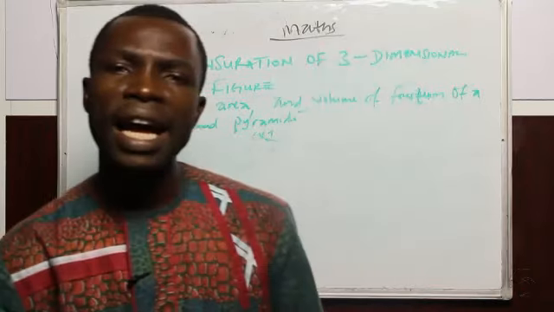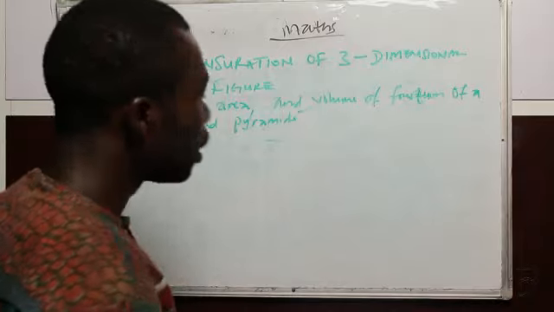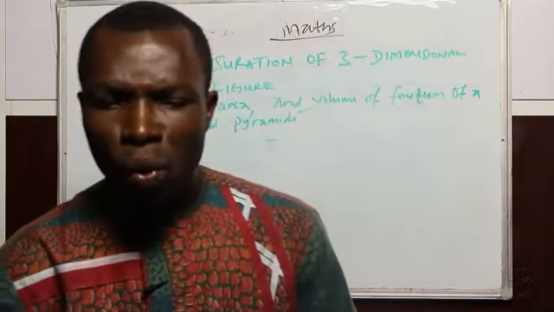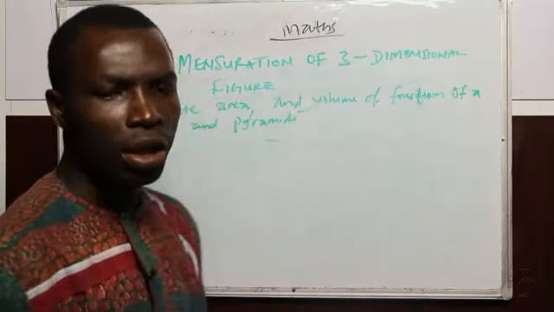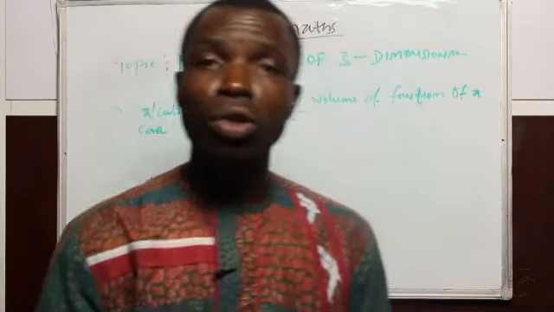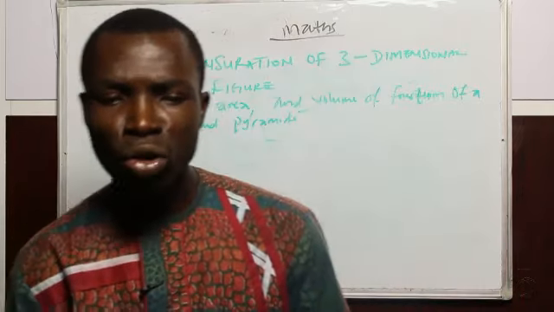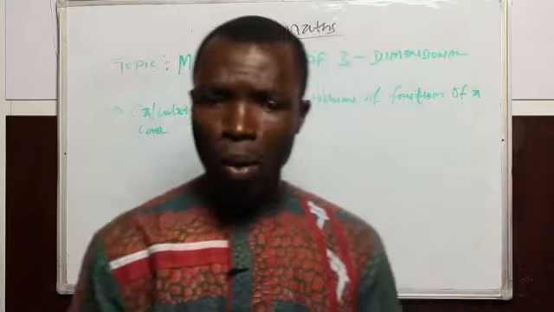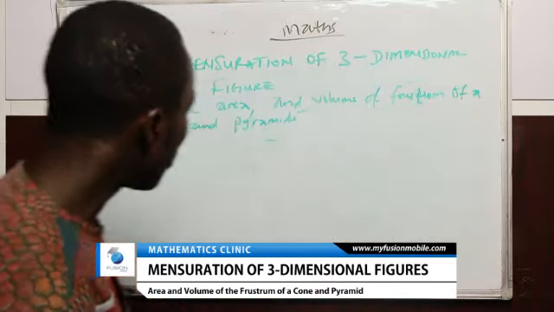But before I solve the question on the pyramid, let me first go through the frustum of a cone. What is a frustum? Because every one of these shapes has a definition. A frustum is when the top of a cone is removed by a plane which is parallel to the base. The shape remaining is called the frustum of a cone.